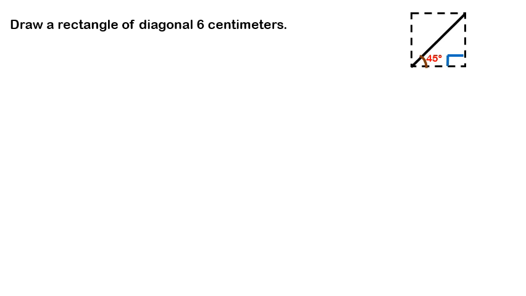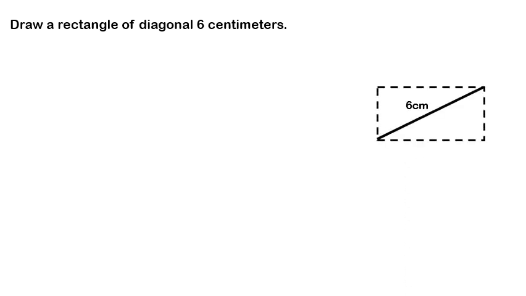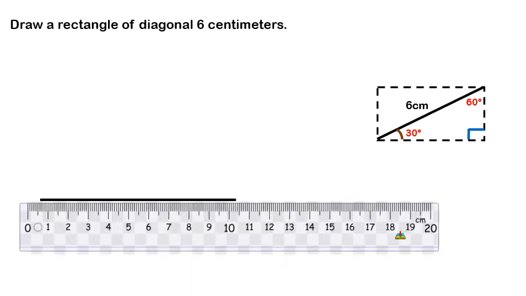Okay, children? Then first let us draw a rough sketch of a rectangle of diagonal 6 cm. You know, one of its angles is 90 degrees. Then if we take this angle as 30 degrees, then what will be the other angle? Yes, this will be 60 degrees. Correct. Then start drawing. First draw a horizontal line of any measure.